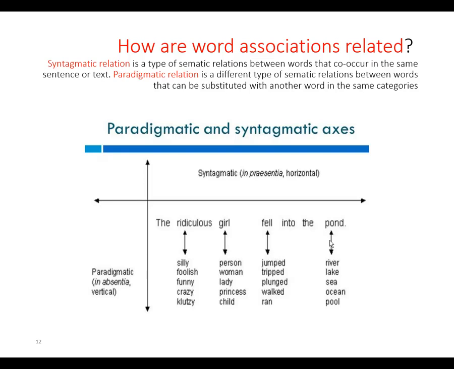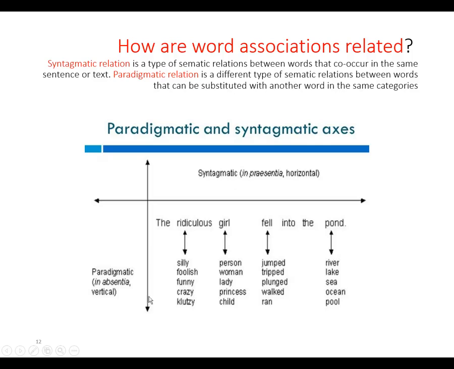How are words associated, how are word associations related? We have two important dimensions, two axes. For example, we have the syntagmatic relation, which is a type of semantic relation between words that occur in the same sentence or text. For example, the ridiculous girl fell into the pond. All the words you see here, which are put horizontally, share what we call syntagmatic relations. They come in a sequence, next to each other. Ridiculous comes before the word girl, then fell into, and so on. They relate to each other horizontally, in a sequence.